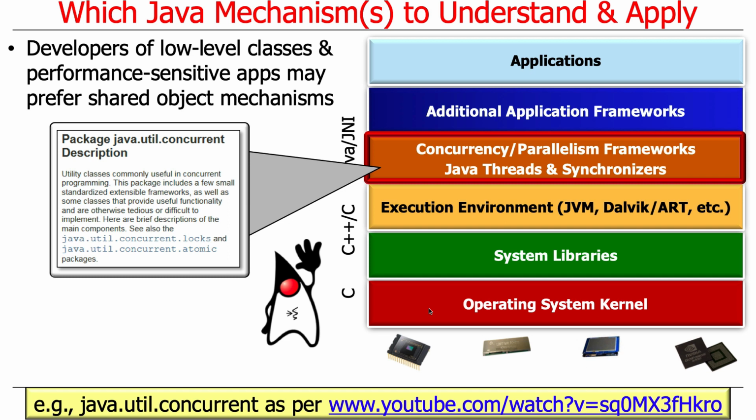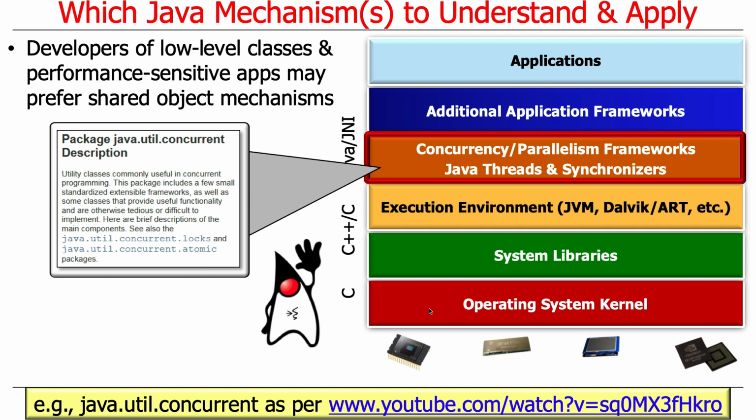basis for higher-level frameworks or higher-level mechanisms, you might want to stick with these low-level mechanisms, which are the ones provided with shared objects. So things in Java util concurrent, which we will not talk too much about in this course. We'll talk about this in a different course. These are the mechanisms you might choose if you're trying to stay with the lower-level stuff.